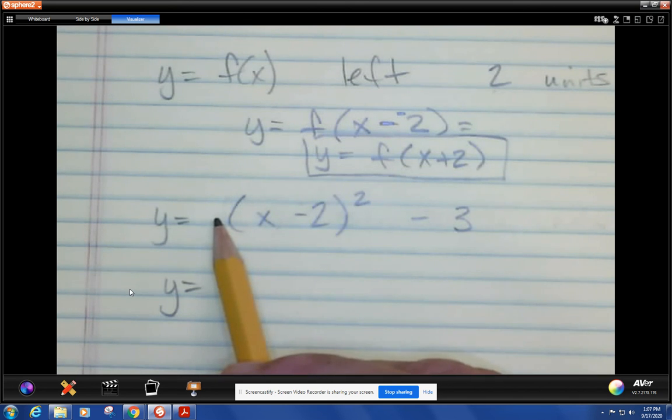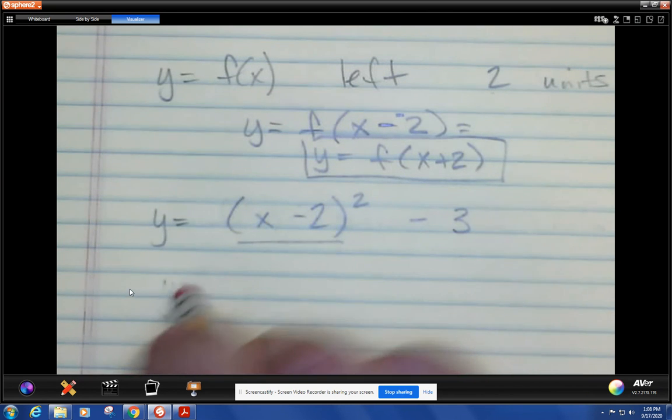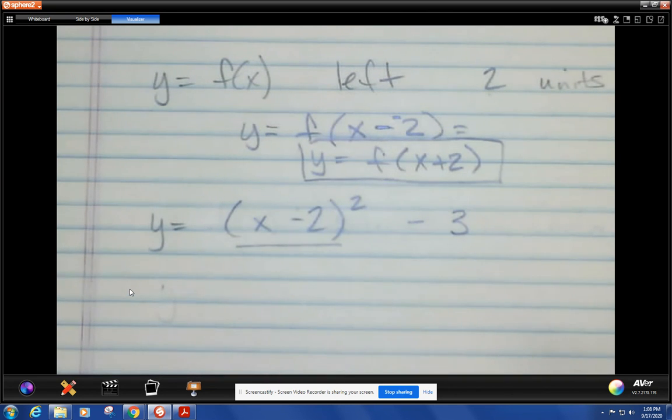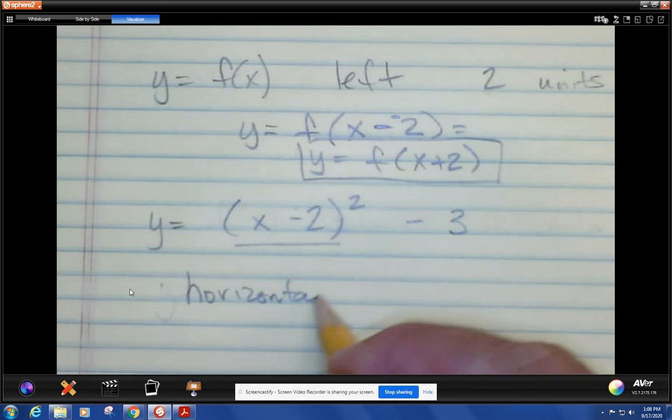I also notice that there's nothing here in my A term. So I know that it's not being stretched or compressed. So I can rule out those two things. I don't have a reflection, and I don't have a stretch or compress. Now I'm going to move on to here. And remember, when I have something inside parentheses other than just the x, then I know that there has to be a horizontal change. So for this particular example, I know that there is a horizontal change, but I have to describe that. So horizontal change.